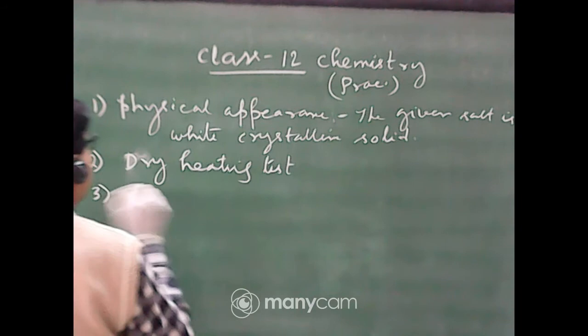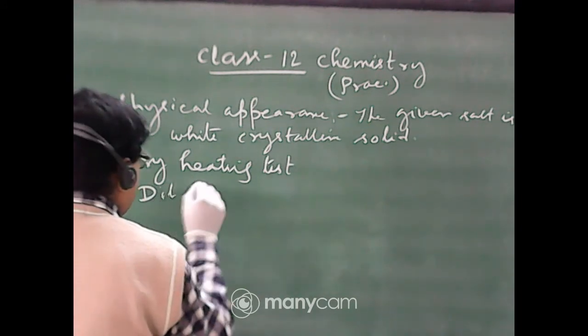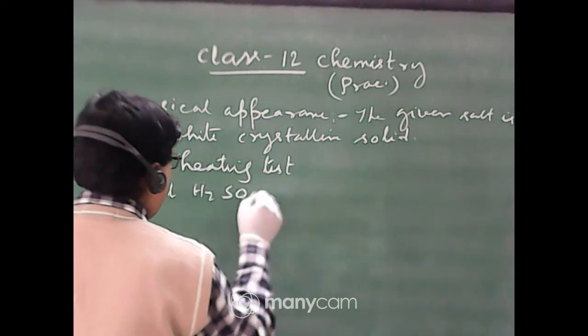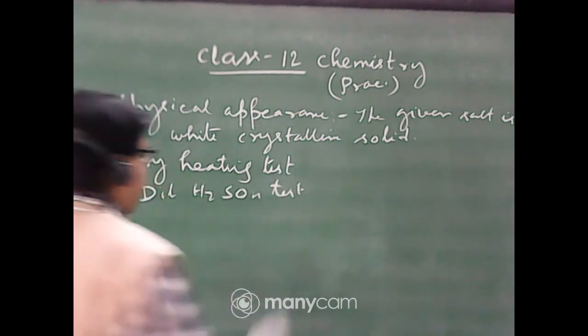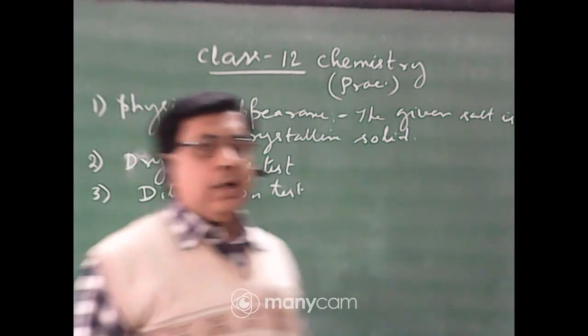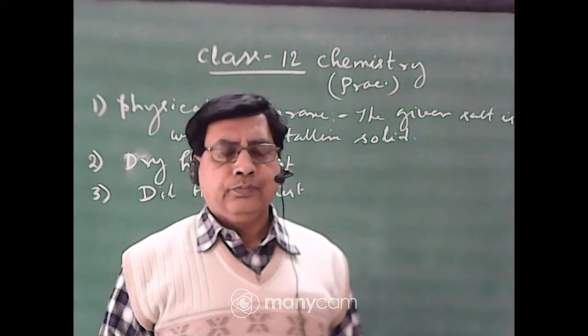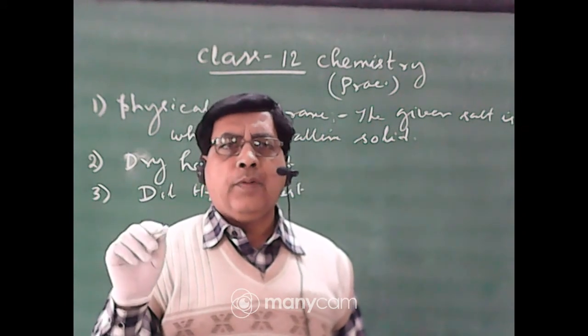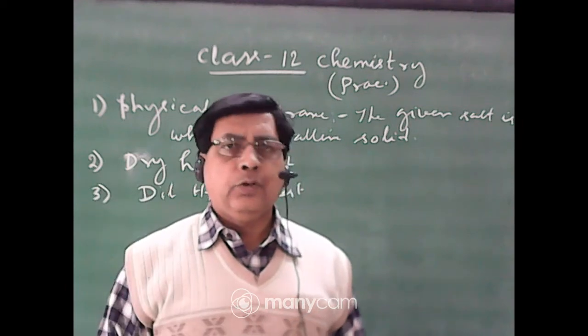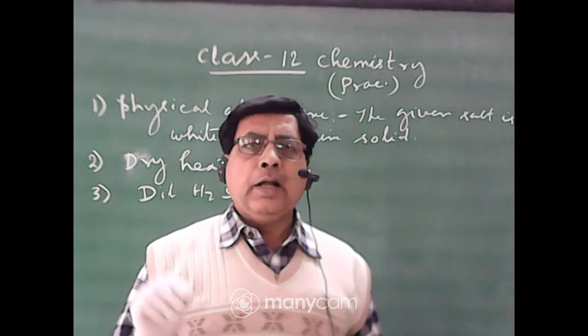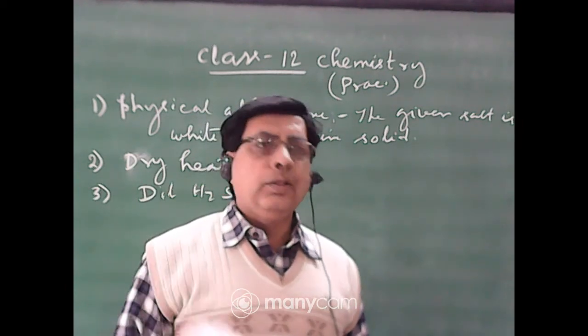Then you write dilute sulfuric acid test. The given sample plus dilute H2SO4. Observation: no gas is evolved. That means carbonate, sulfide is absent. Because dilute sulfuric acid evolves these gases.